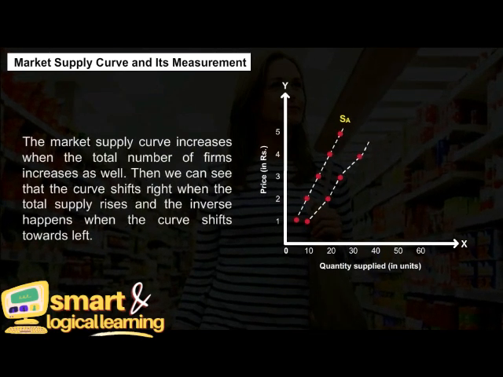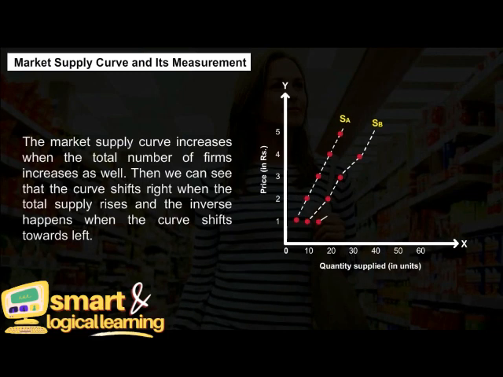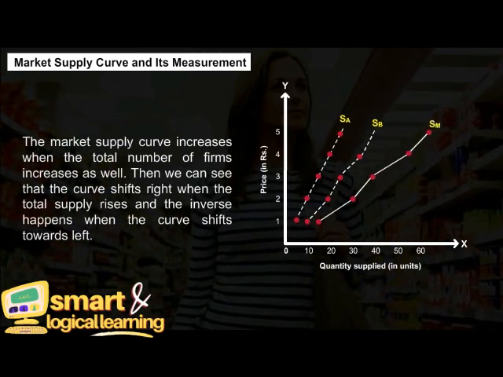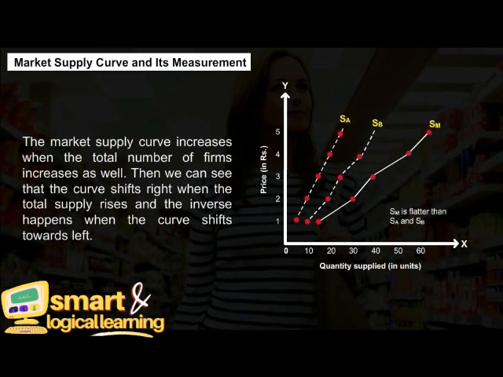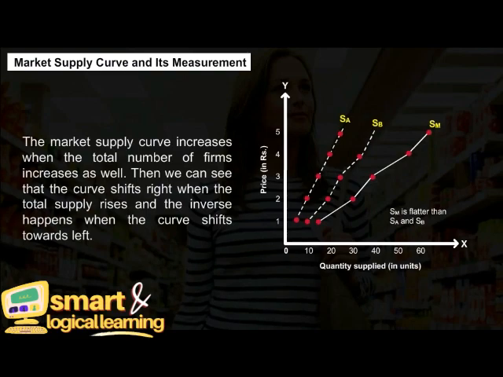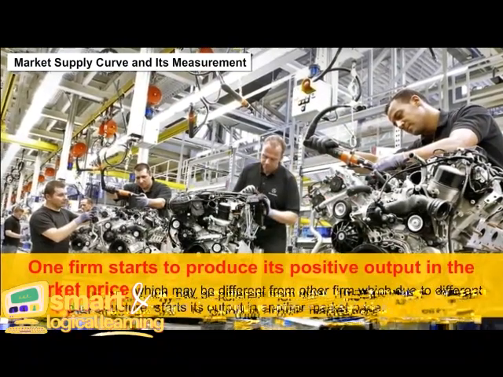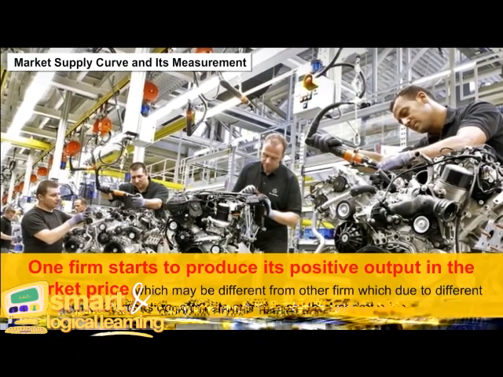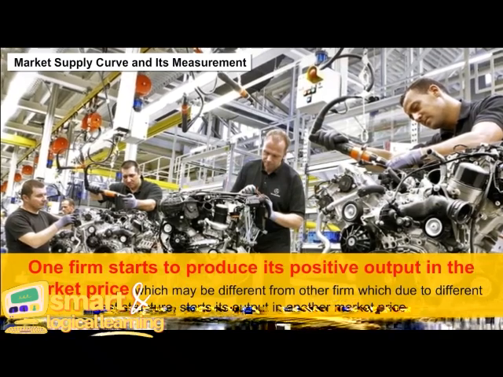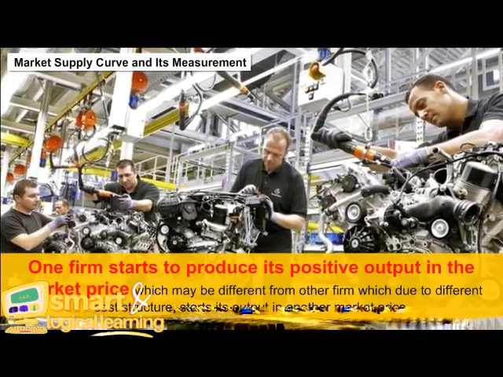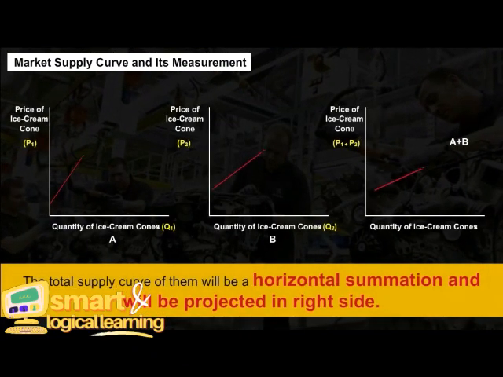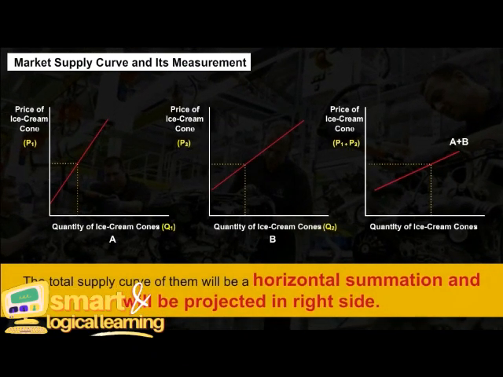The market supply curve increases when the total number of firms increases as well. Then, we can see that the curve shifts right when the total supply rises, and the inverse happens when the curve shifts towards left. One firm starts to produce its positive output at a market price which may be different from another firm, which due to a different cost structure starts its output at another market price. The total supply curve of them will be a horizontal summation and will be projected on the right side.